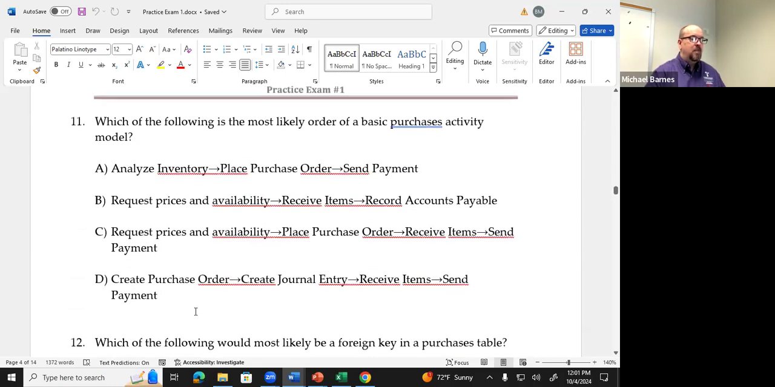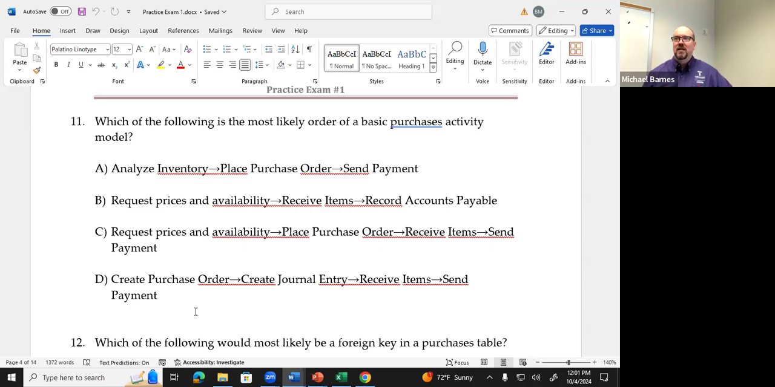Which of the following is the most likely order of a basic purchases activities model? Okay, so let's go ahead and go through these one by one. I may skip one. All right, analyze inventory, place purchase order, send payment. Do we probably need to receive the goods before we send payment? Probably so. So we're missing a step, so A is not our answer. Request price and availability, receive items, record accounts payable. Are we missing something there? Yeah, I'm missing the payments. Request price and availability, place purchase order, receive items, send payment.